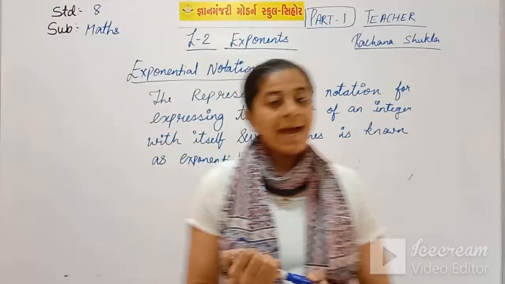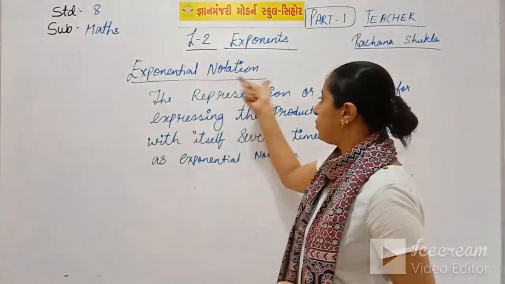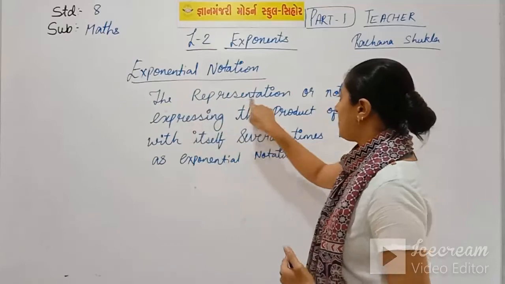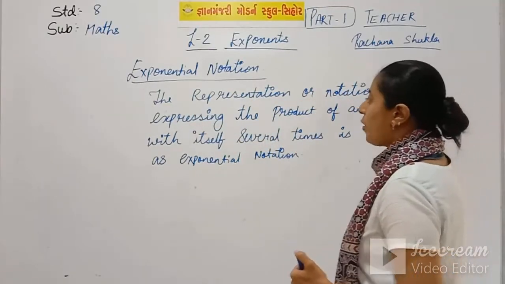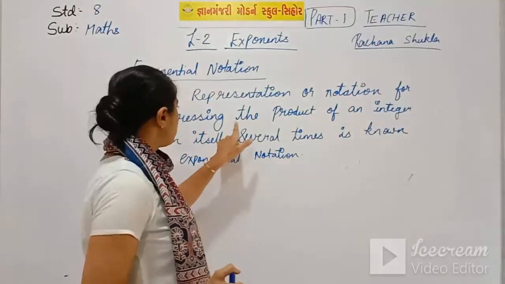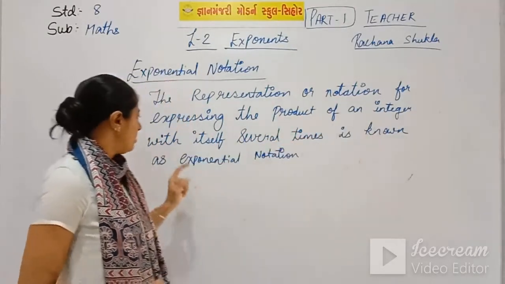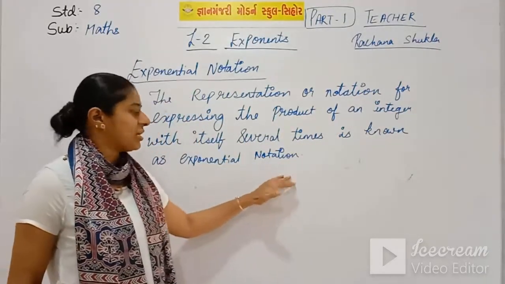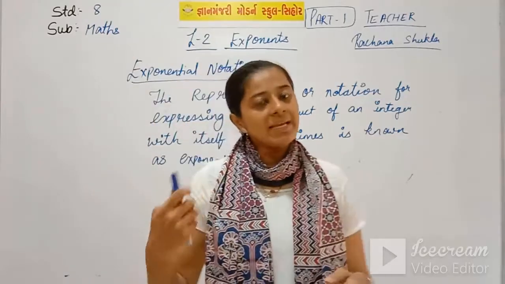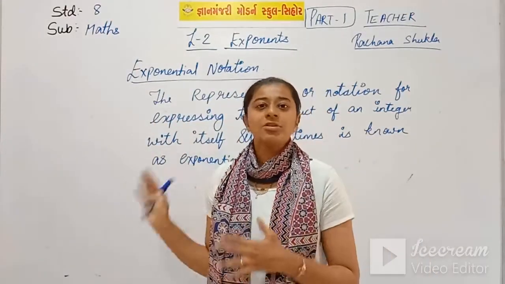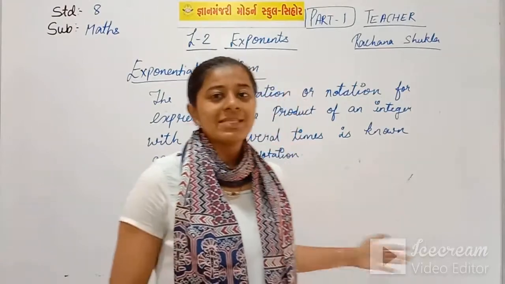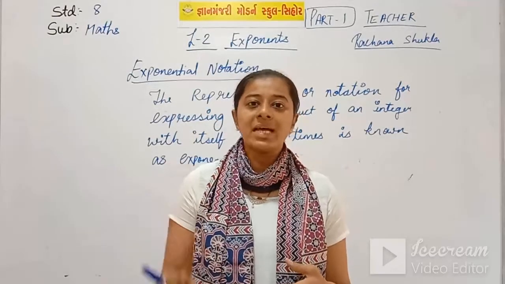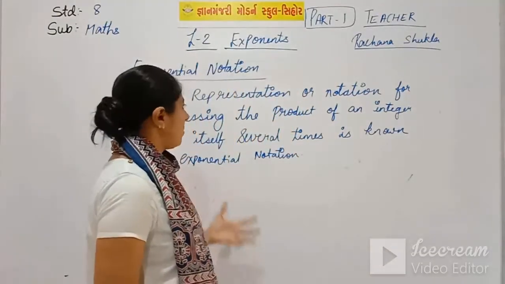So, I repeat once again the definition of exponential notation. This also you will write in your fair book. The representation or notation for expressing the product of an integer with itself several times is known as exponential notation. Now we will see examples which are very easy. Actually this chapter is very easy. So we will start with our example 1, and all the examples you will write in your example book.